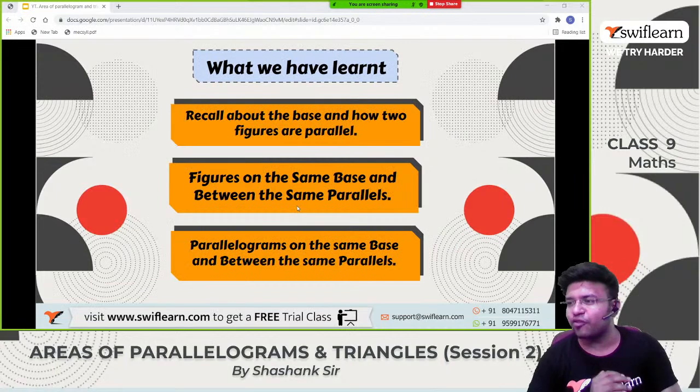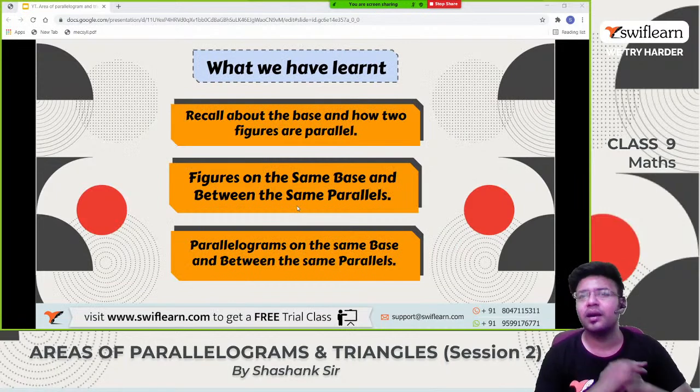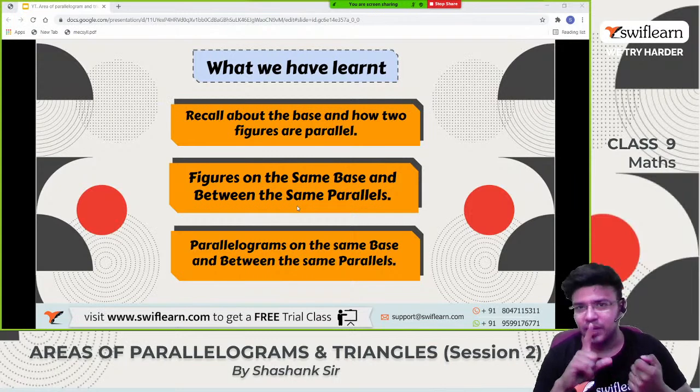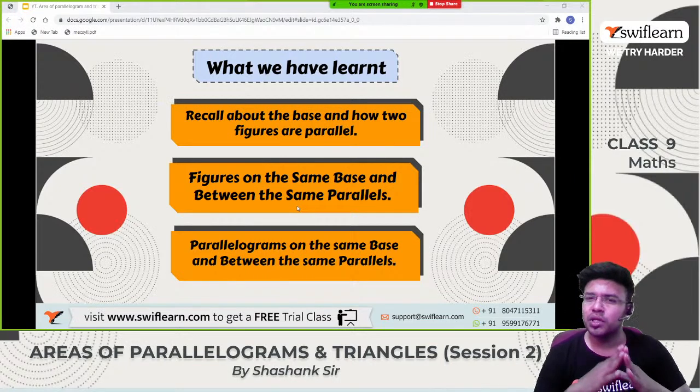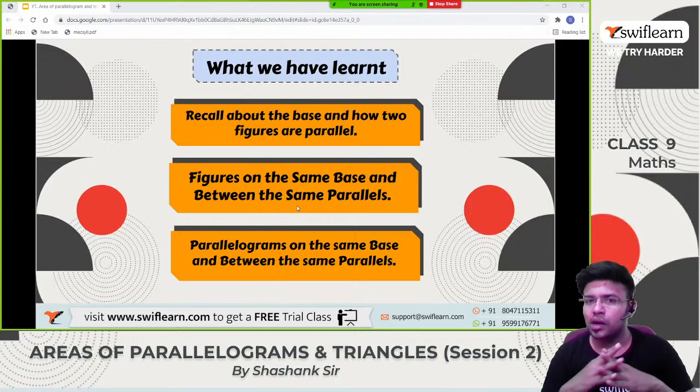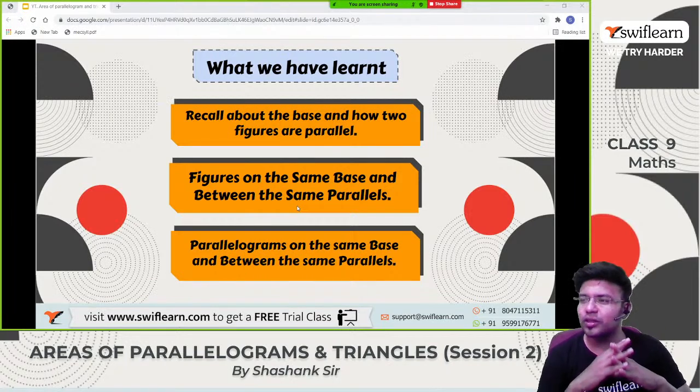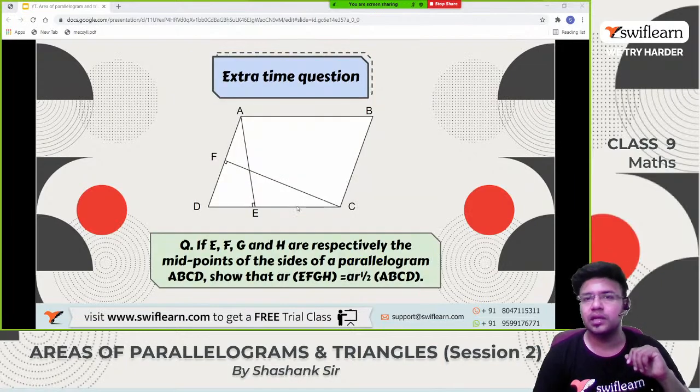So what have we learned so far? What have we learned today? We recalled the base and how two figures are parallel. We studied figures on the same base between the same parallels, and parallelograms on the same base and between the same parallels. All these things we have learned in today's class.